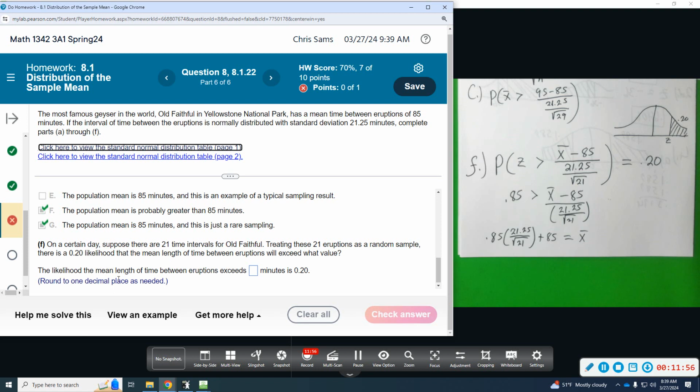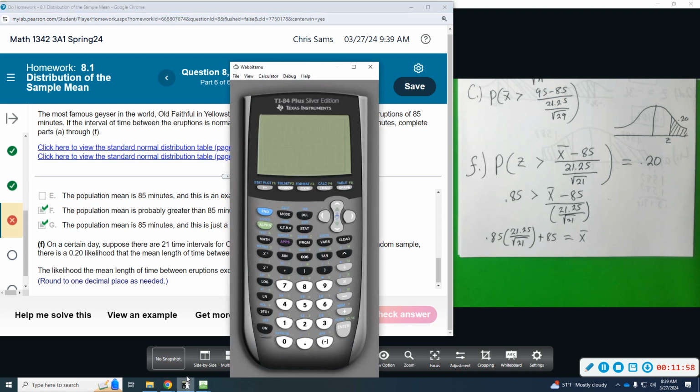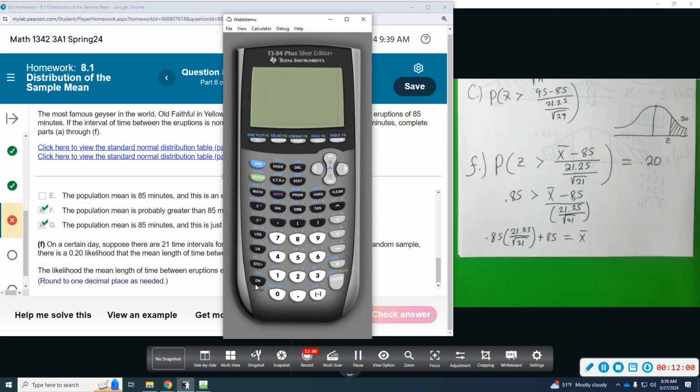It says round to 1 decimal place as needed. Okay, so 0.85 times 21.25 divided by the square root of 21, and then we're going to add 85. We get 88.9, so greater than 88.9.